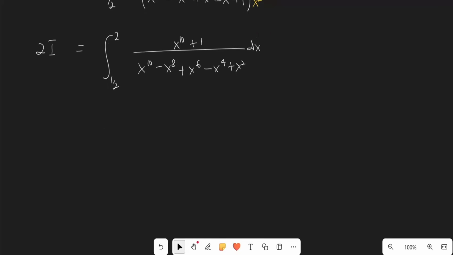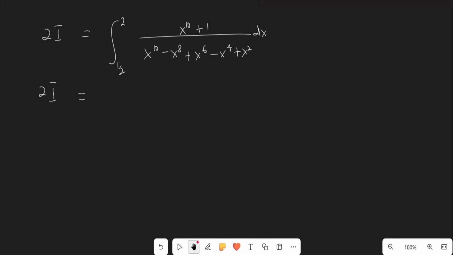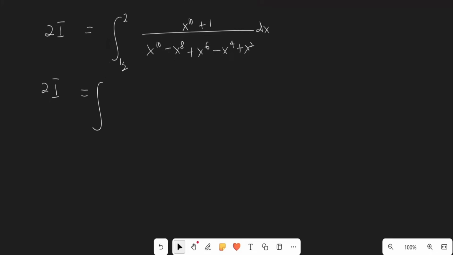Now, how to solve this integral is to add something and subtract something to the numerator. So what I'm going to do, I have the integral from 1/2 to 2 of x raised to the power 10. I'm going to add something here. I'm going to add everything here at the bottom to the numerator. Right, so let me do that in a different color for you to see. So I'm going to subtract x raised to the power 8, add x raised to the power 6, subtract x raised to the power 4, and then add x squared.